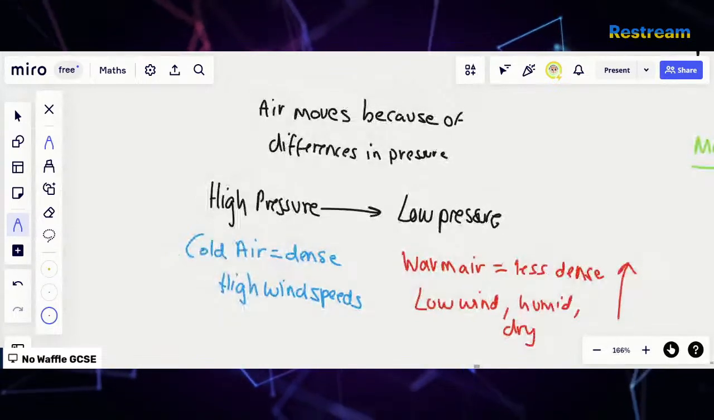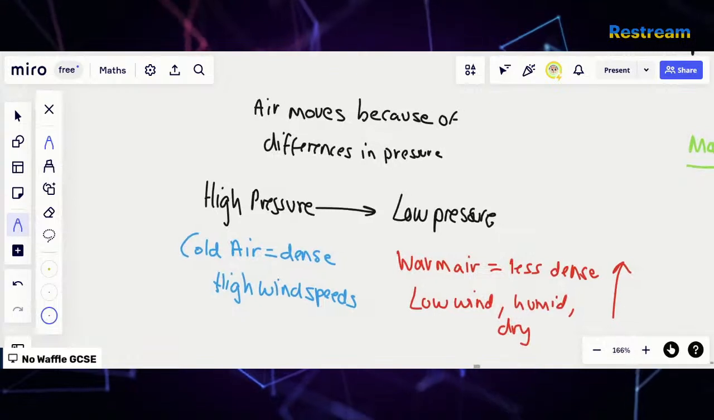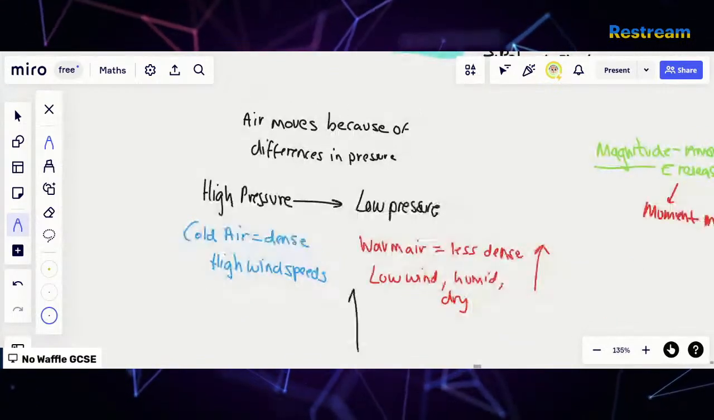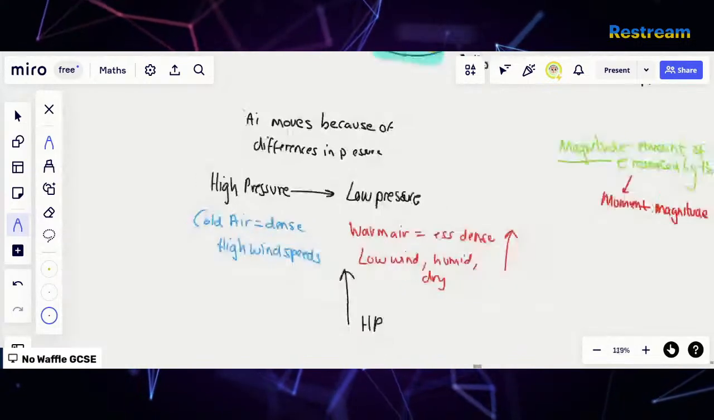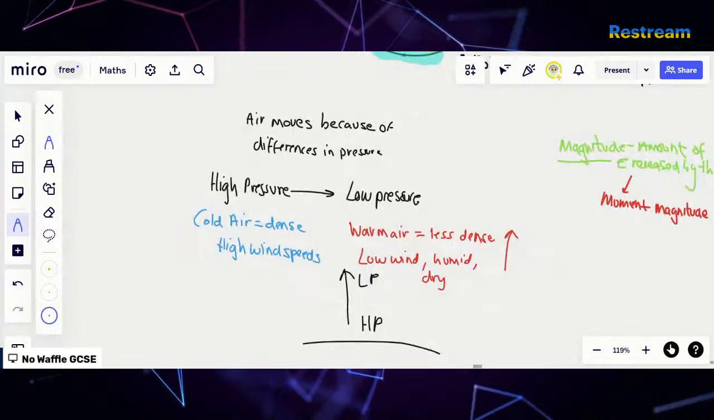So it moves from areas of cold, dense air to areas of less dense air. So what it's basically saying is air moves up, because high pressure is close to the surface of the earth and low pressure is close to the atmosphere, so higher up. So air moves up. That's all you need to know from that.